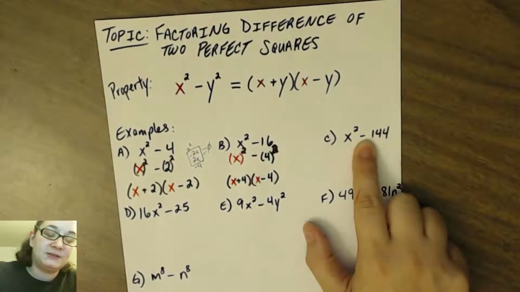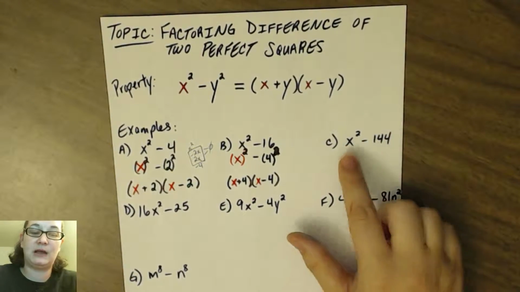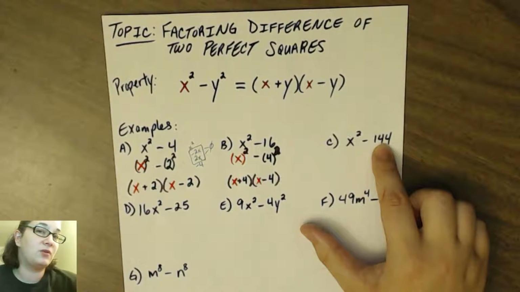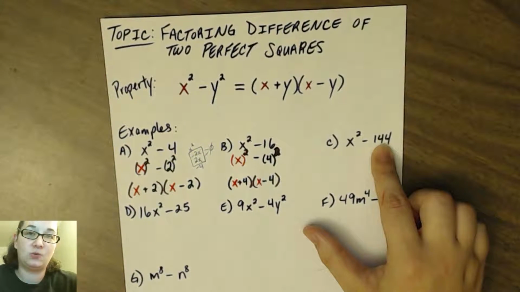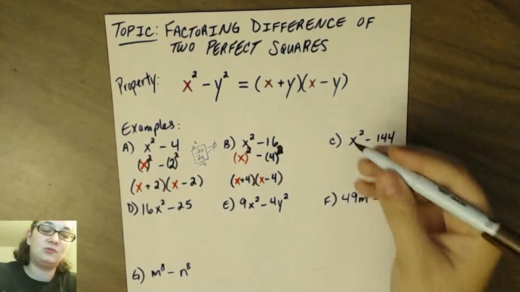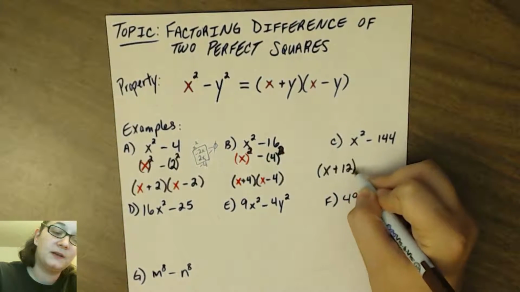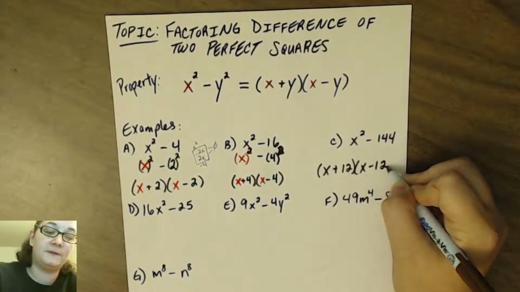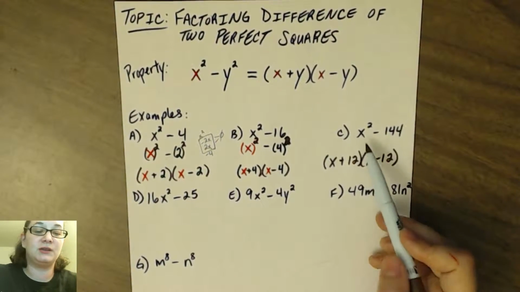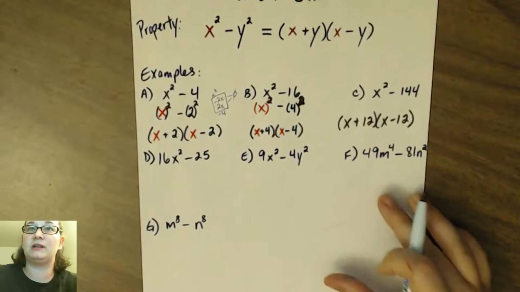Now I'm going to do the next one like you would normally do it for a basic problem like this. I would notice that x squared is a perfect square of x, and that 144 is a perfect square. It is 12 times 12. So because I know that, I would just go ahead and write that I have x plus 12 and x minus 12. Remember, it's the square roots of both of those things. So usually the difference of two perfect squares is that easy to write down. There's not generally a lot of work to show.